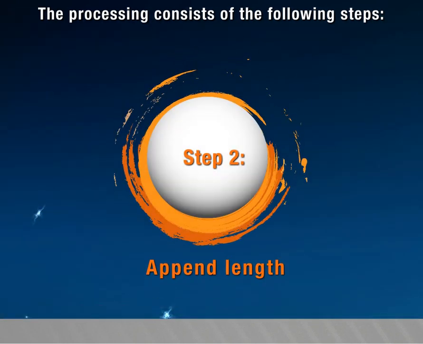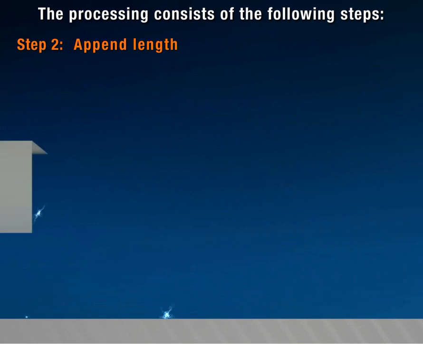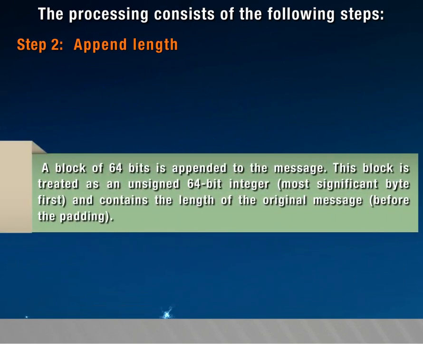Step 2. Append length. A block of 64 bits is appended to the message. This block is treated as an unsigned 64-bit integer, most significant byte first, and contains the length of the original message before the padding.